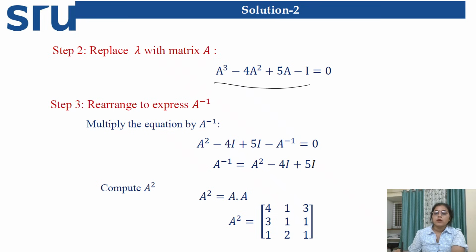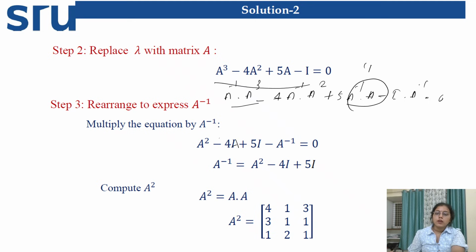So when you multiply by A inverse, you get A inverse into A cube minus 4 A inverse into A square plus 5 A inverse into A minus I into A inverse equal to 0. So this is your A square, 3 minus 1, that is 2, 2 minus 1, that is 1. So you have to write 4A, there is a mistake, 4A. A inverse of A is nothing but your unit matrix I. So write 5I minus A inverse equal to 0.